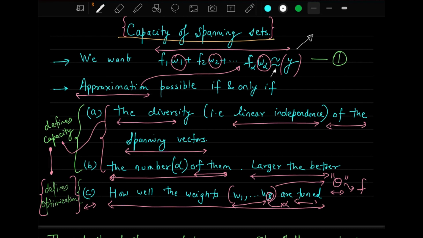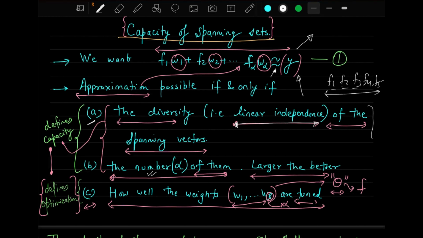The first point, A, is basically discussing the diversity. By diversity we mean how independent the spanning vectors that you will be incorporating to approximate this equation are of each other. Like this f1, f2, and f3, all these vectors need to be independent of each other. So that is actually the diversity. And then we have how many of them there are, like f1, f2, f3, f4, or f5, how many of them you are required to use.